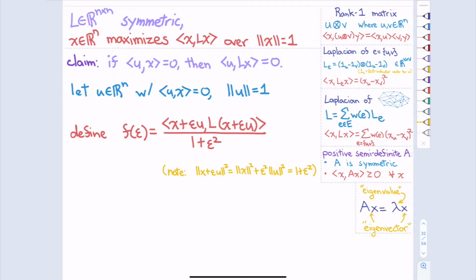What you can think of this denominator as doing is renormalizing the x plus epsilon u argument. It's really taking a unit vector, x plus epsilon u over the square root of 1 plus epsilon squared, and applying L to it. That implies in particular, what is the maximum of this function? What value of epsilon maximizes f?